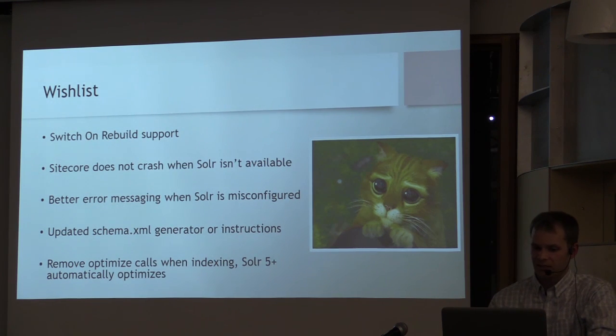The last thing is just to remove these. Every time Sitecore does a commit, it calls optimize. You don't need to do that anymore in Solr 5. It automatically optimizes, so it's really just a bunch of wasted effort. They can just take that out.